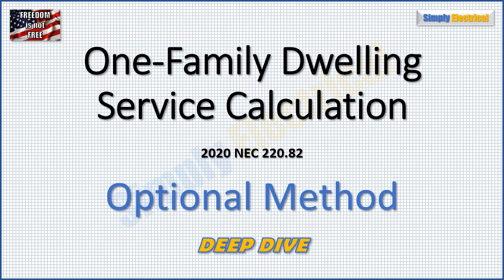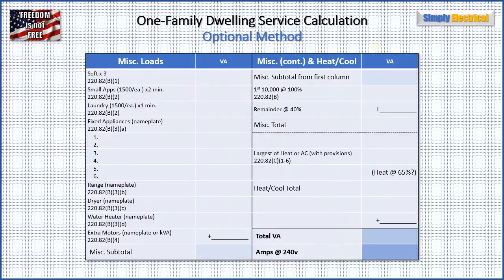They don't change much cycle to cycle in Article 220, especially 220.82, which is what we'll be dealing with in this video. Now you're going to find out that this optional method, when compared to the standard method, is very easy, very straightforward, and quite linear, and it's just much quicker to compute compared to the standard method.